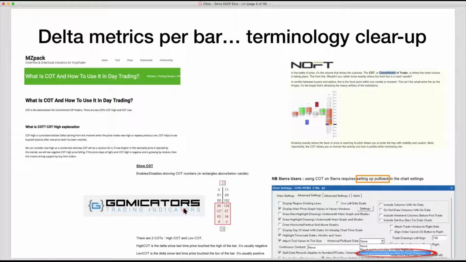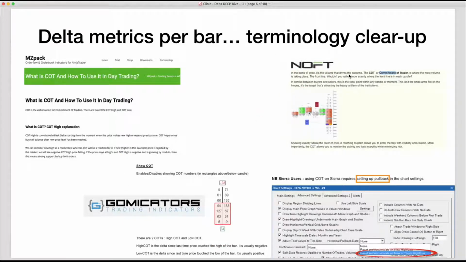Gomi, who produces a footprint and some order flow stuff for Sierra Chart and also NinjaTrader, explains it in a similar way, a little bit clearer. High COT is the delta since last time price touched the high of the bar. Oh, it's usually negative. How about that? It's usually negative. Maybe you can trade off that, I don't know. So slightly clearer explanation. He's actually saying the same thing as MZPAC.